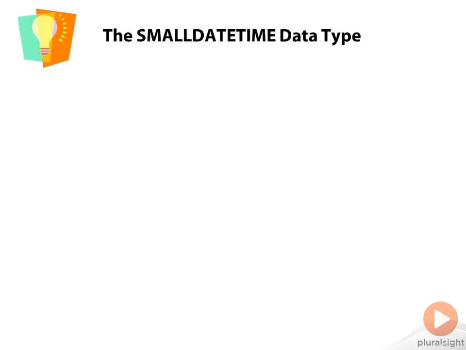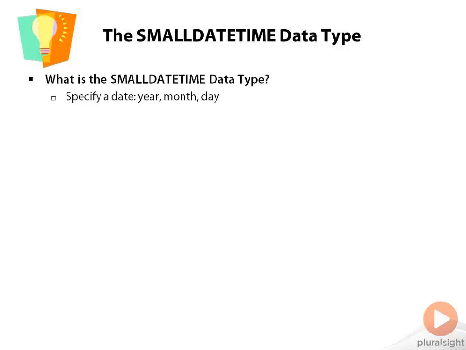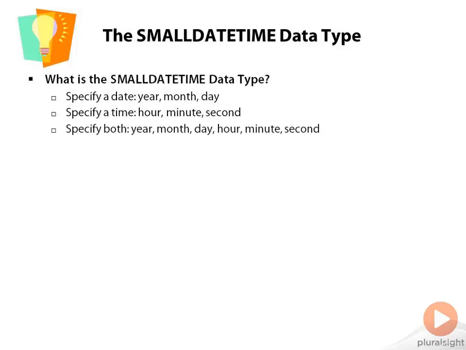Let's talk about the small datetime data type. So what is the small datetime data type? The small datetime data type allows you to create a column which can hold a specific date, that is years, months, and days. You can also specify just a specific time, that is hours, minutes, and seconds. Finally, you can specify both years, months, days, hours, minutes, and seconds.